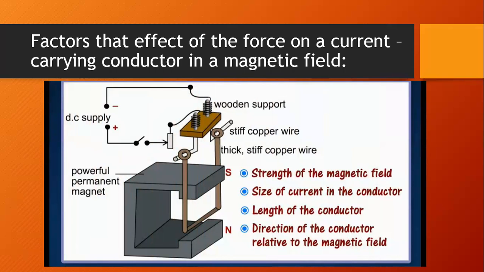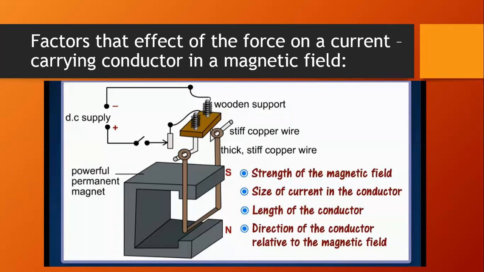These are the factors that the force on a current carrying conductor depends on. Number one, strength of the magnetic field. If we are using a powerful magnet, then the force is greater. If we are using a weak magnet, the force is weaker.